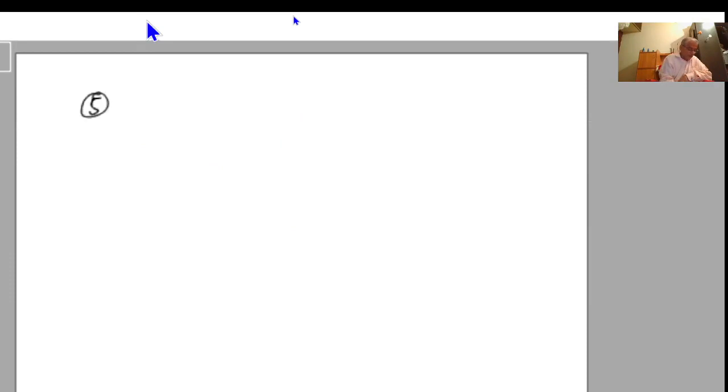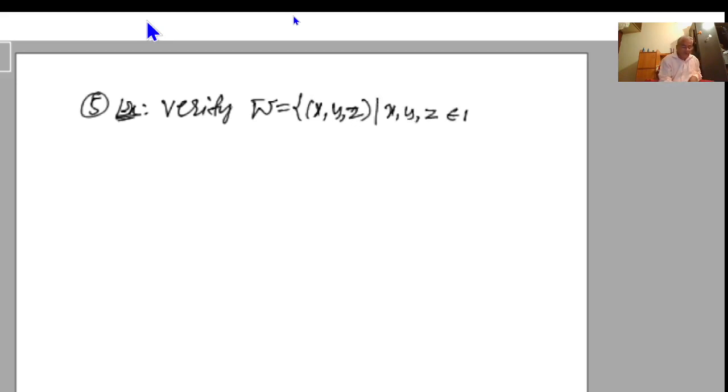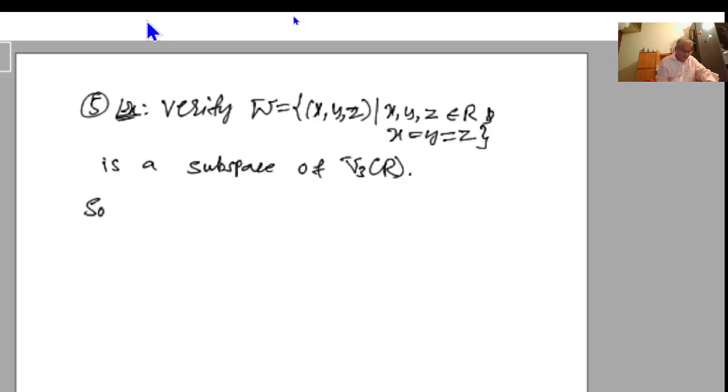Next, let me consider one more example. Verify W is equal to x comma y comma z such that x, y, z belongs to R and x equal to y equal to z is a subspace of V3R. Okay. Again, similar method.